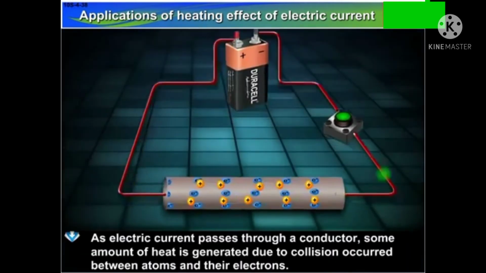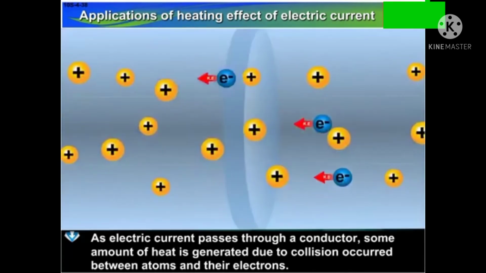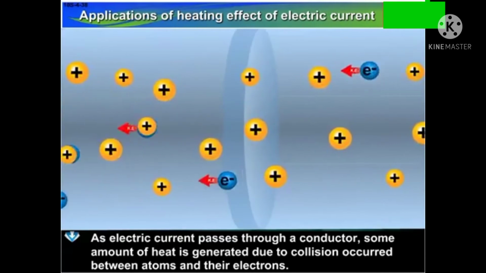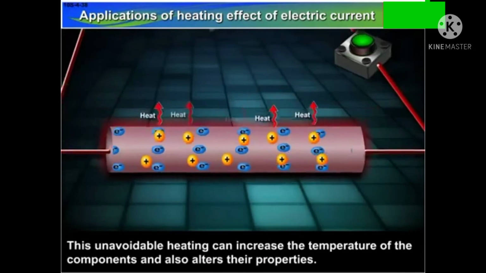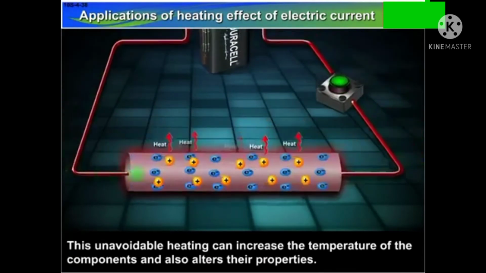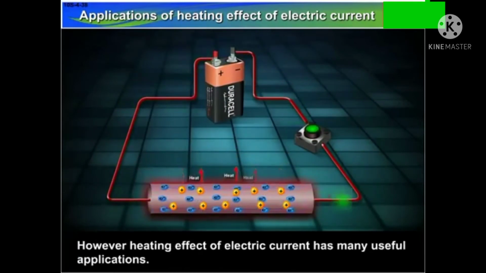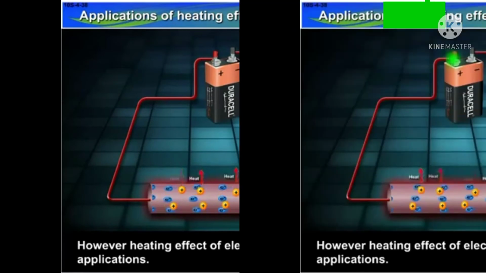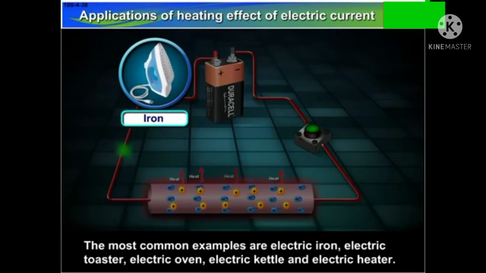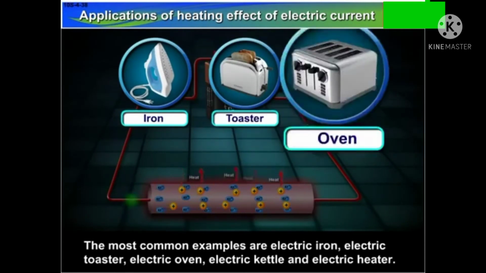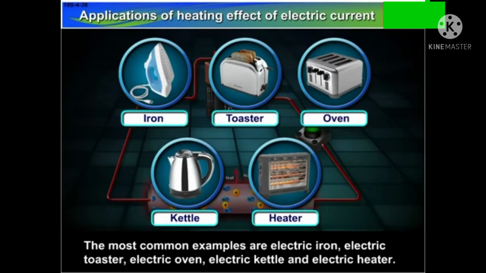When an electric current passes through a conductor, some heat is generated due to collision between atoms and their electrons. This unavoidable heating can increase the temperature of the components and also alter their properties. However, the heating effect of electric current has many useful applications. The most common examples are electric iron, electric toaster, electric oven, electric kettle, and electric heater, etc.